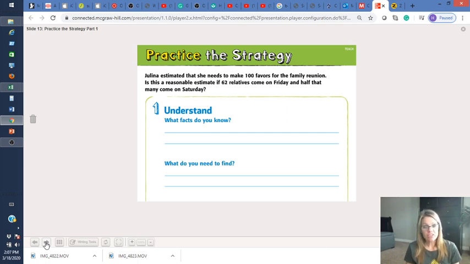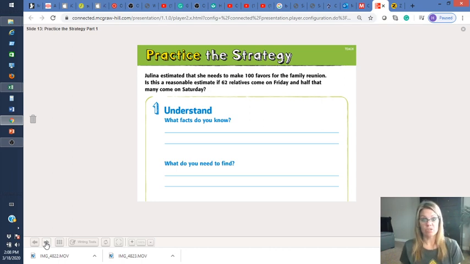Okay, now that you've come back, let's look at it. It says Julina estimated that she needs to make 100 favors for the family reunion. So like party favors, like maybe she's making a little balloon thing, or maybe she's making a little folded napkin for everybody. Is this a reasonable estimate? So do you think 100 favors is about right if 62 relatives come on Friday and half that many come on Saturday? Oh, that's interesting. So it looks like the family reunion is going to last how many days? 2 days, because it's going to be Friday and Saturday.